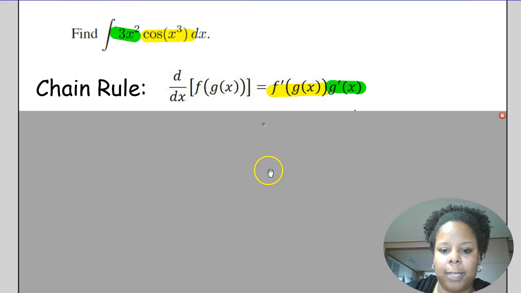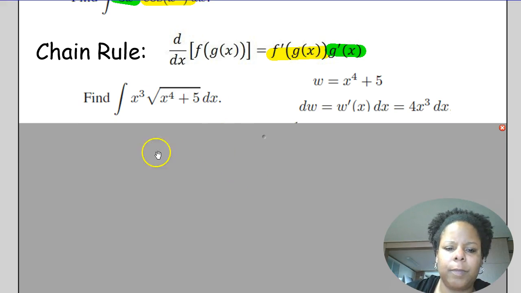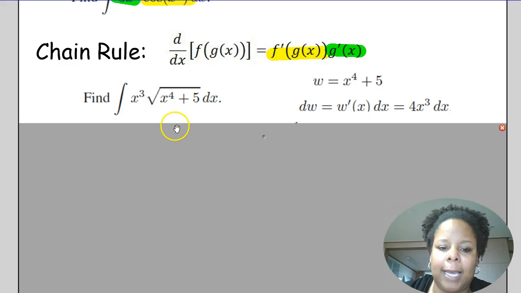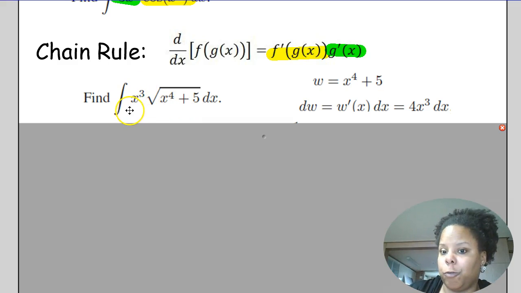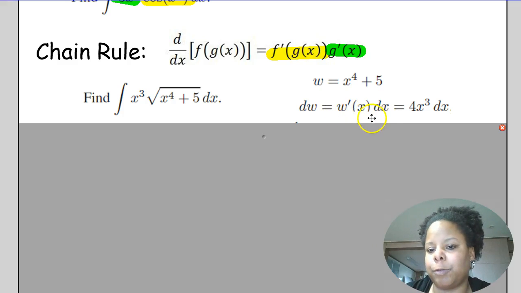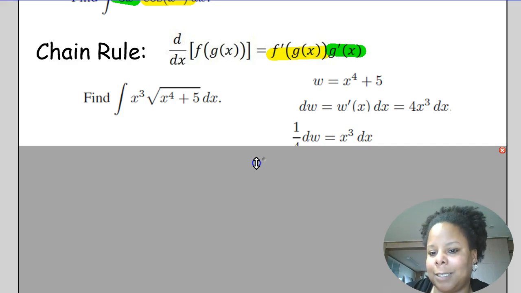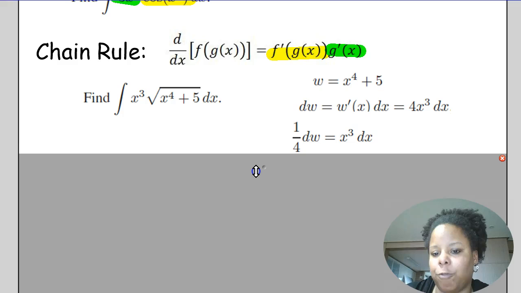So let's go back to this page and try that on this problem. In this case, we have the integral situation here. If you notice, x to the fourth is part of the square root, but the derivative of x to the fourth involves x cubed. So let's let w be equal to x to the fourth. That means dw is going to be equal to the derivative of w with respect to x times dx, and that ends up being 4x cubed times dx. So now I need exactly x cubed dx, because I don't have a 4.